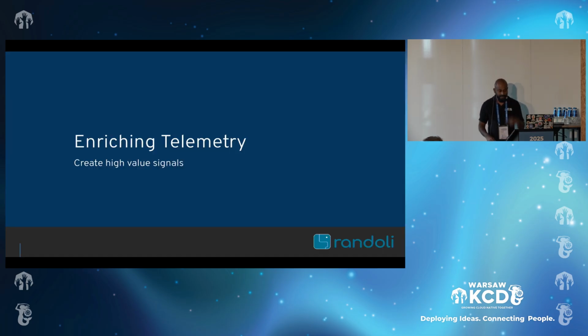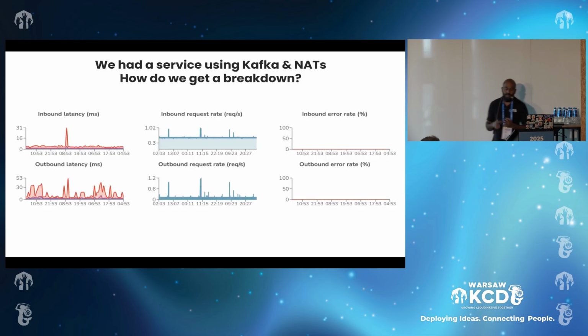Okay, now let's build up on this. Enriching telemetry, right? How do you create high value signals from them? So I'll take an actual use case that we ran into. We had this microservice that used both Kafka and NATS. They're both messaging. So if you look at the span metrics, it tells me they're both categorized under the messaging system. How do I figure out how much Kafka takes versus NATS takes? Because they're all lumped into the same bucket now, right? So how do I figure that out?